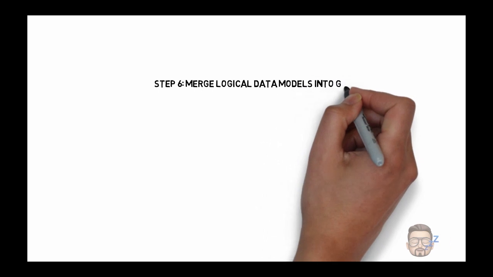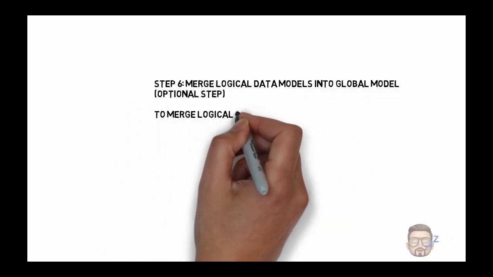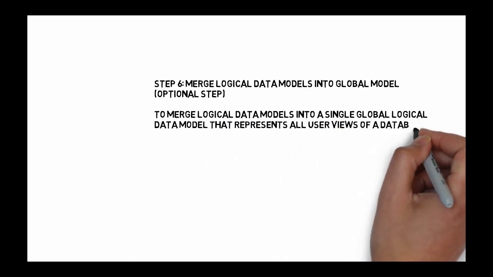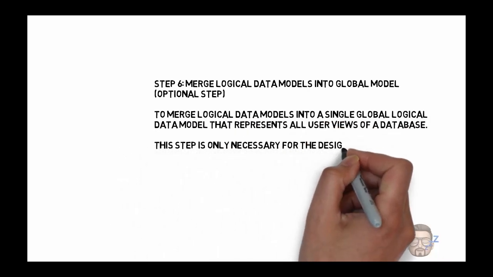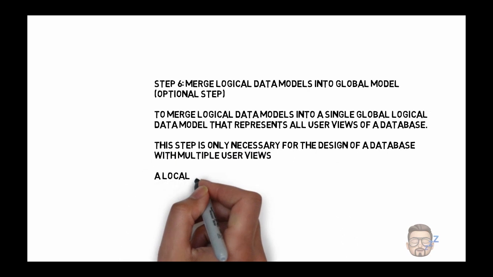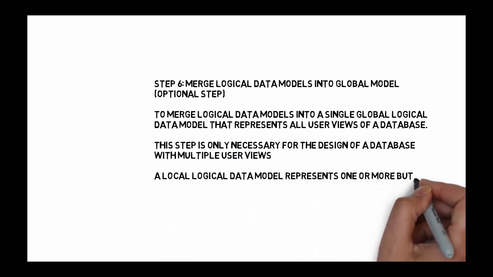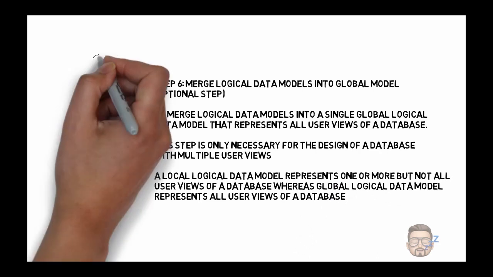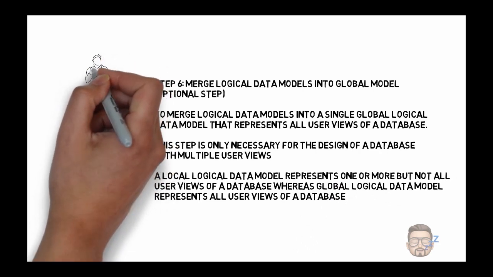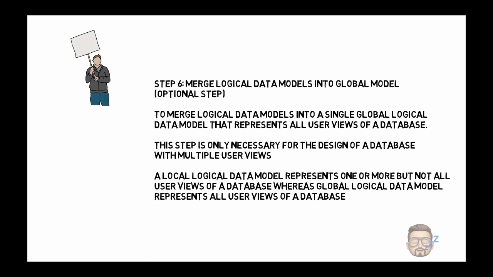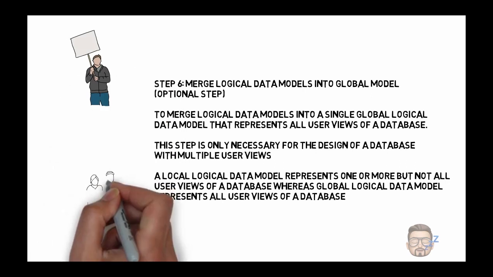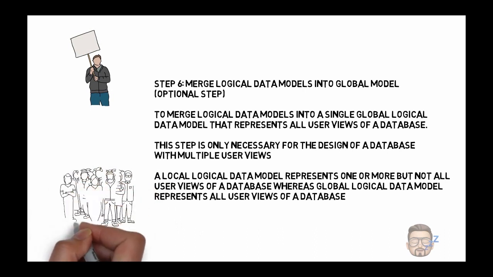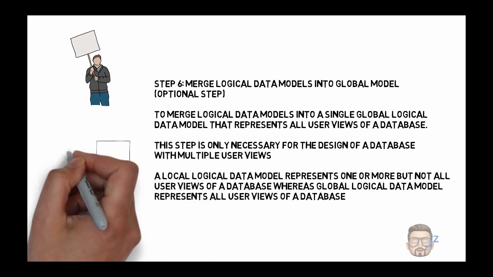Step number 6 is an optional step. It is to merge logical data models into a single global logical data model that represents all user views of a database. This step is only necessary for the design of a database with multiple user views. A local logical data model represents one or more but not all user views of a database, whereas a global logical data model represents all user views of a database.